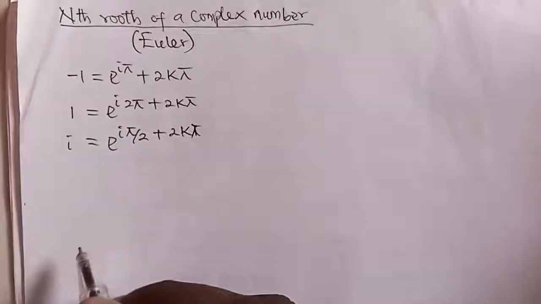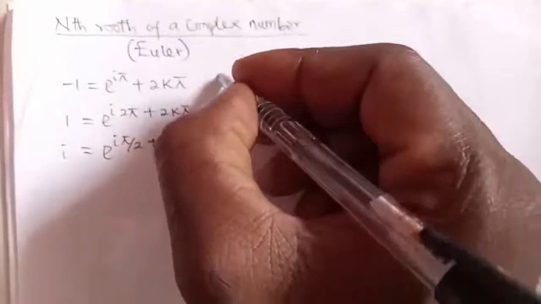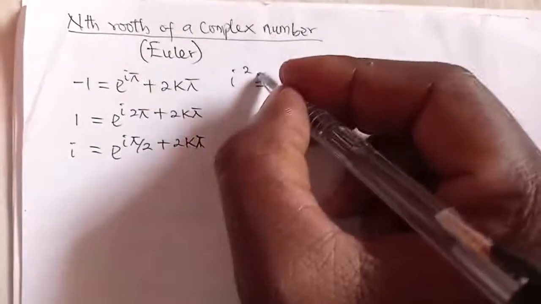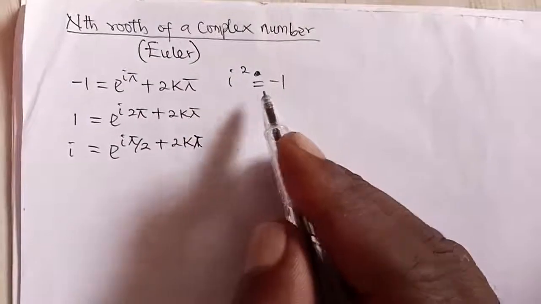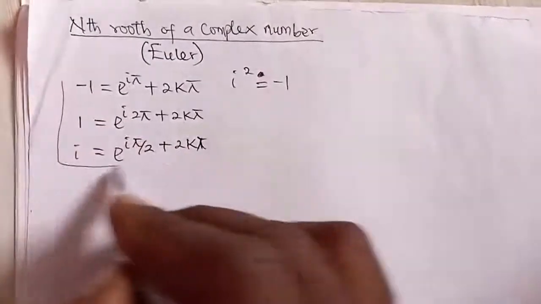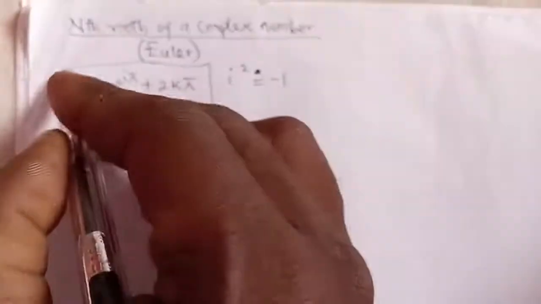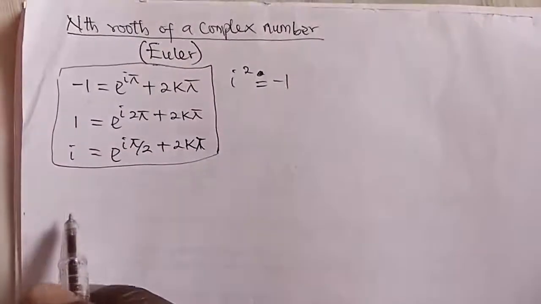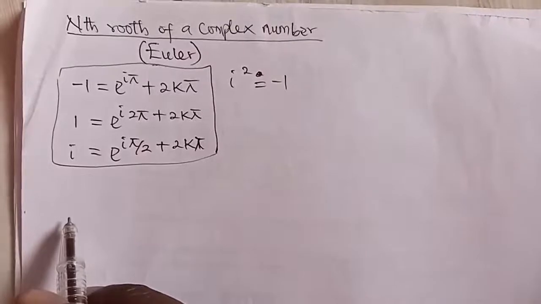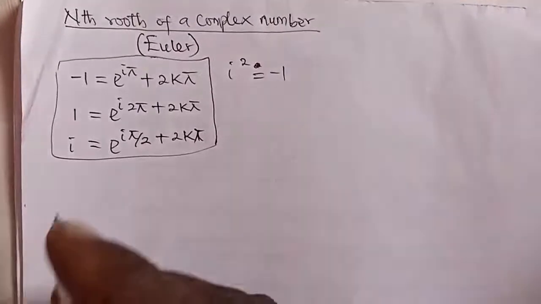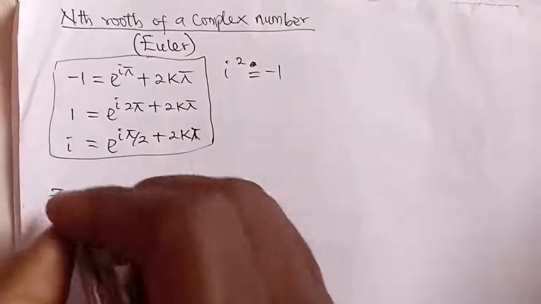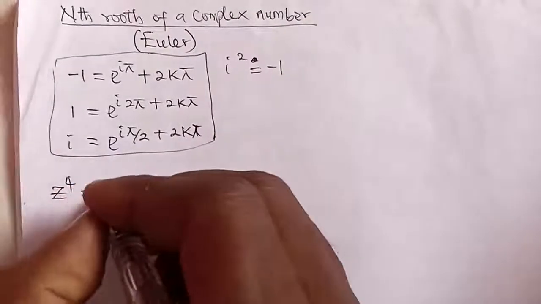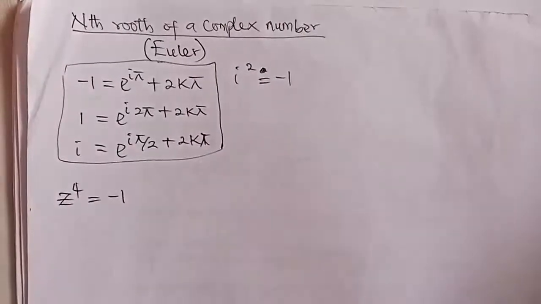The reason is because we already know that i squared is equal to minus 1. So these are the things that we know. It means any number given to us, we are just going to convert it using these identities that we have. For example, if we're asked to find all the values for z, let's say z raised to power 4 equal to minus 1.